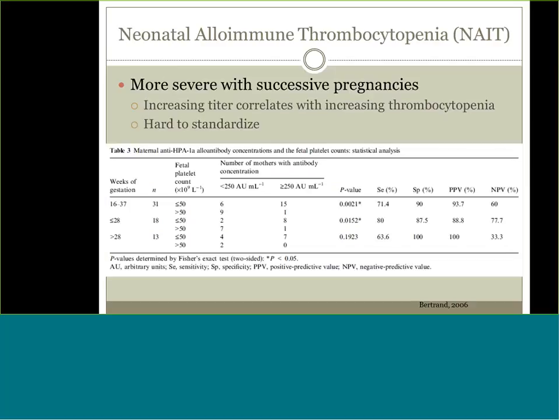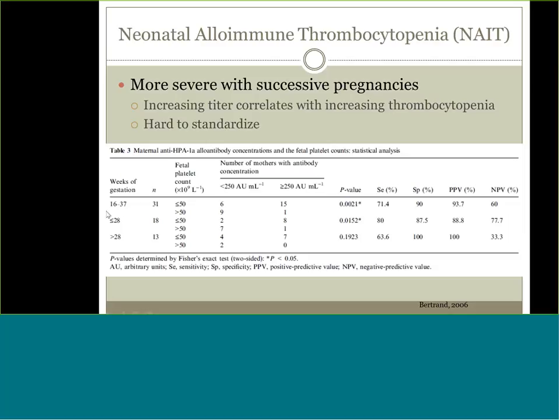We do know that you have increasing severity with successive pregnancies, and we know that increasing titer of these HPA1A antibodies correlates with increasing thrombocytopenia, but it is something that is very hard to standardize. And we'll talk a little bit in a minute about this testing. But you can see in this study where they set an arbitrary cutoff, they literally made it 250 arbitrary units because of the way that they were doing this testing.